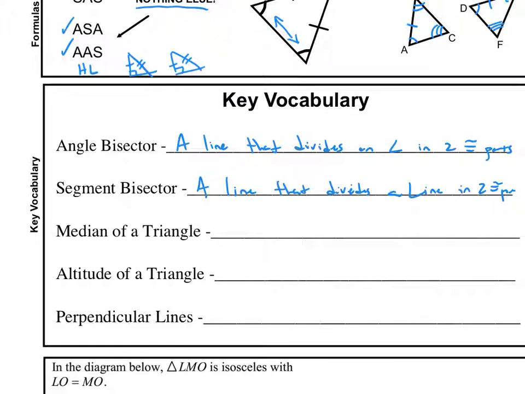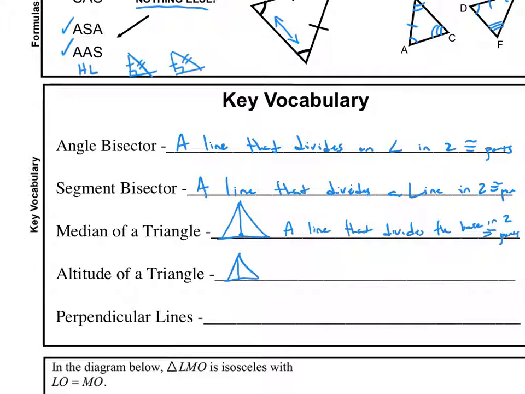The median of a triangle, I'll draw it out first. A median goes from the vertex down to the midpoint of the other side. So this is a line that divides the base in 2 congruent parts. And then the last 2 are altitude, which is, I'll draw this one.